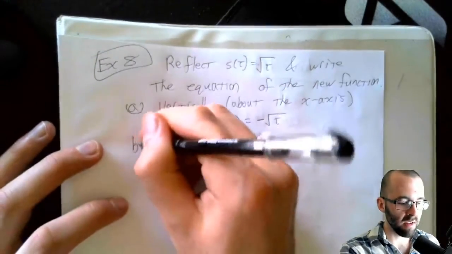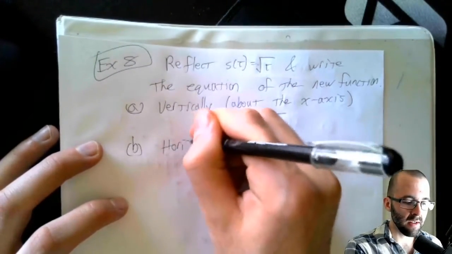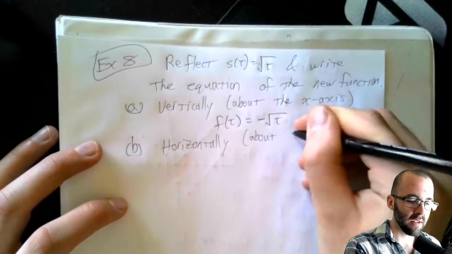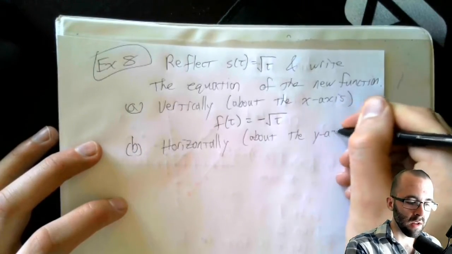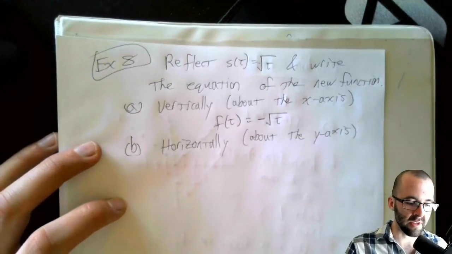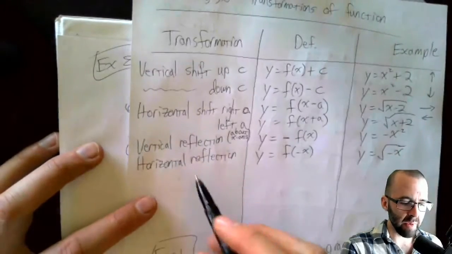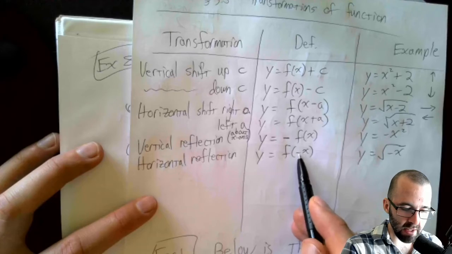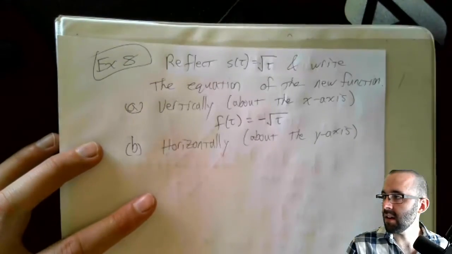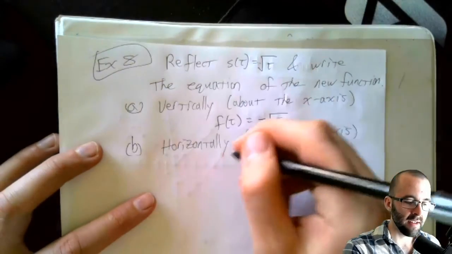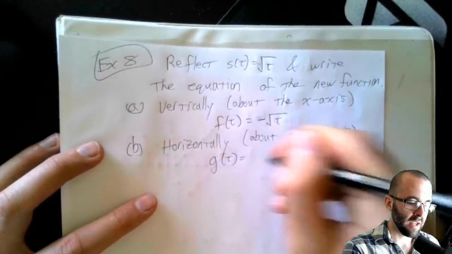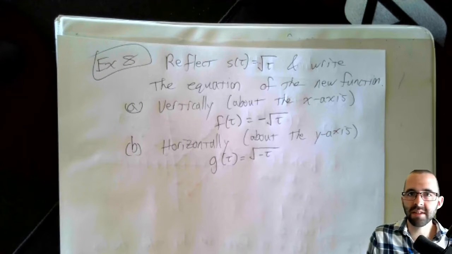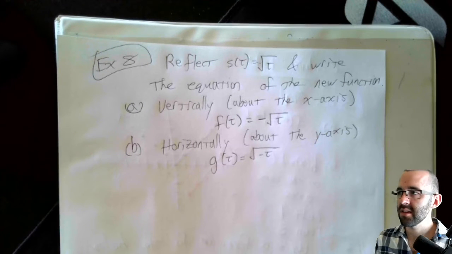So for 8b, what about horizontally? Again, that means about the y-axis. Just consult the table and say, well, table, how do we reflect this? Horizontal reflection, let's see, table says you put a negative on the inside of the function. So it's just going to be something like g of t equals the square root of negative t, negative on the inside of the function. That's all this is. Any questions on this?